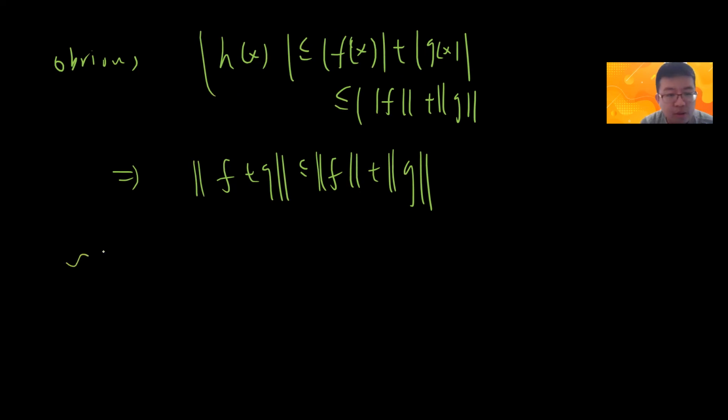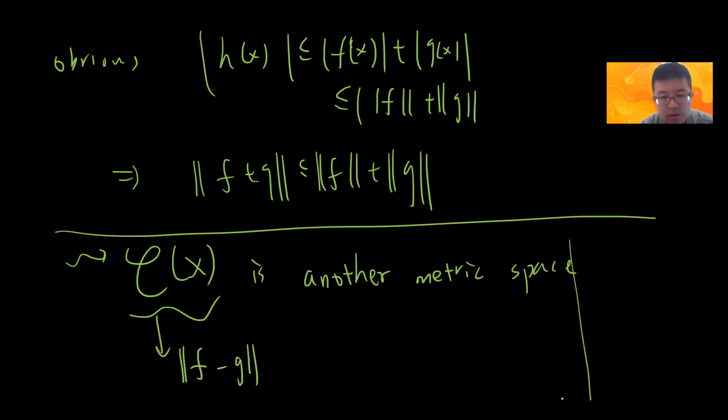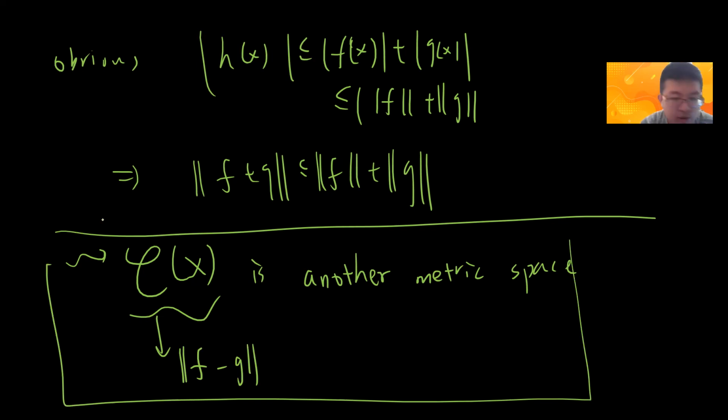Okay, so that means this space is just a metric space, another metric space, and you can define a distance to be the norm of f minus g. Okay, so I think this is very straightforward. You just follow all the definitions, and you can see that this is another metric space.